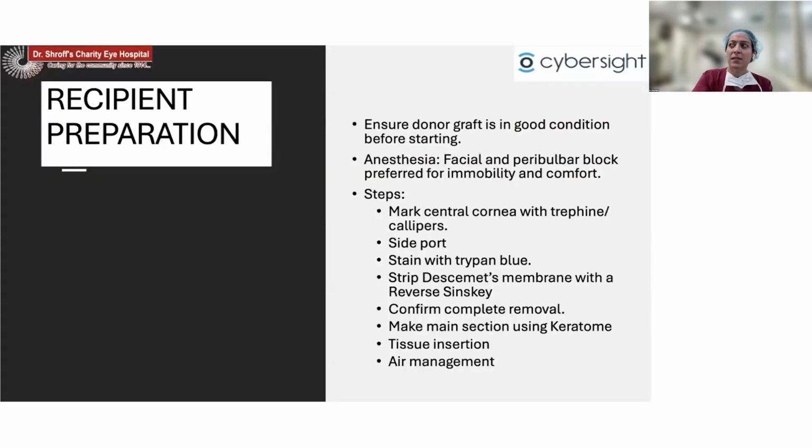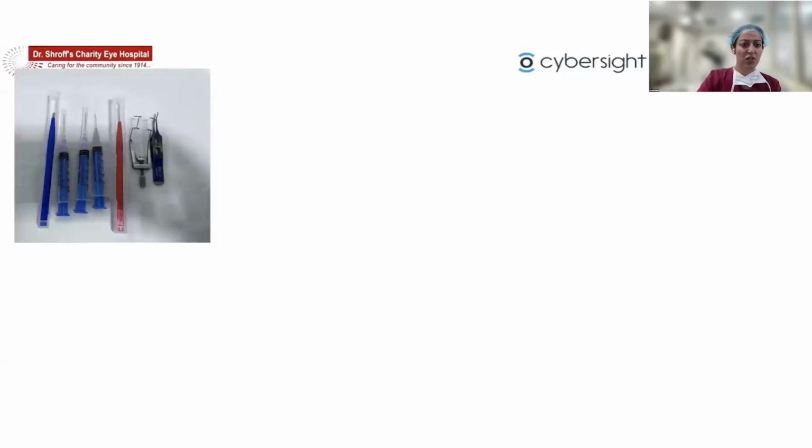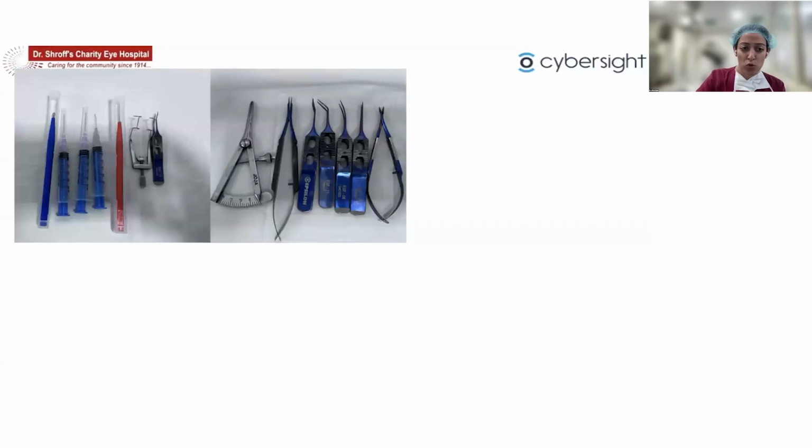Next, once our tissue is ready, we go to the recipient preparation. We ensure that the donor graft is in good condition before we start. We put a facial and a peribulbar block for the anesthesia so that the patient is immobile and comfortable. We look at the rest of the steps in view of the surgery. Before we proceed, we'll also look at what our trolley is supposed to have.